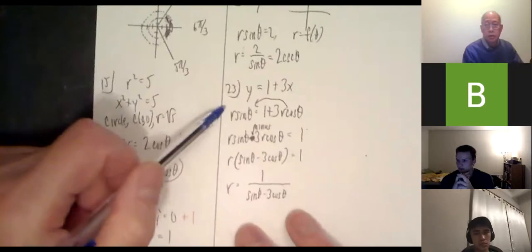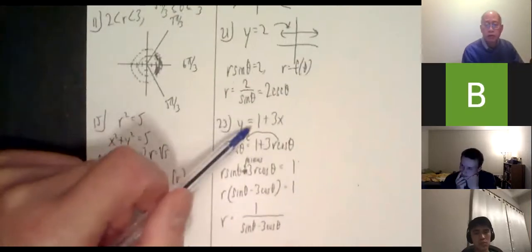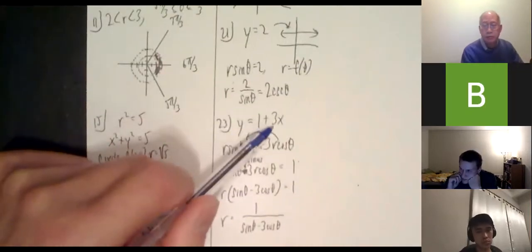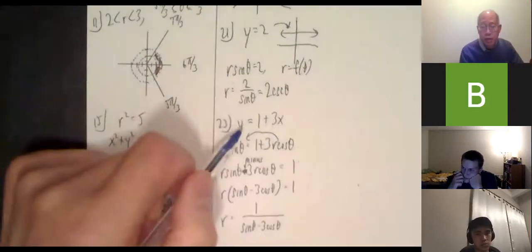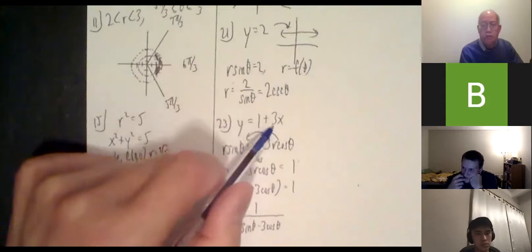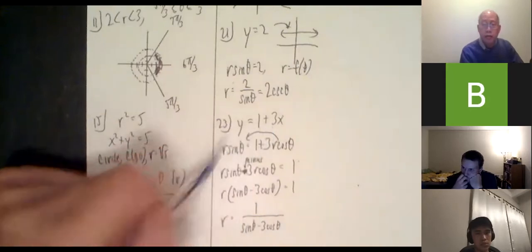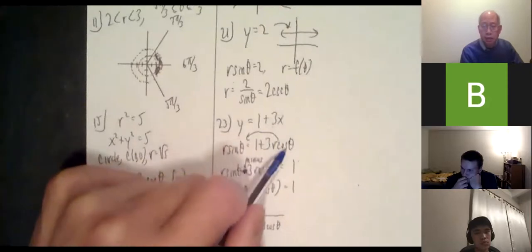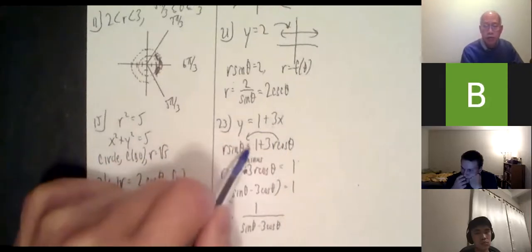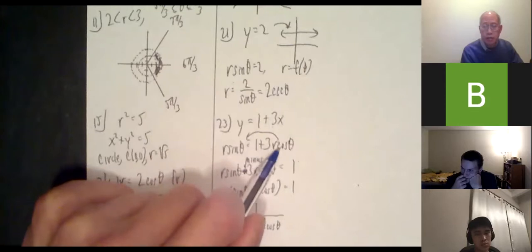Okay, then the last one, and then I'm done. 23. y equals 1 plus 3x, which incidentally is a line. We know it looks like a line, y equals mx plus b. Okay, so y is r sine theta, x is r cosine theta. So r sine theta equals 1 plus 3r cosine theta.